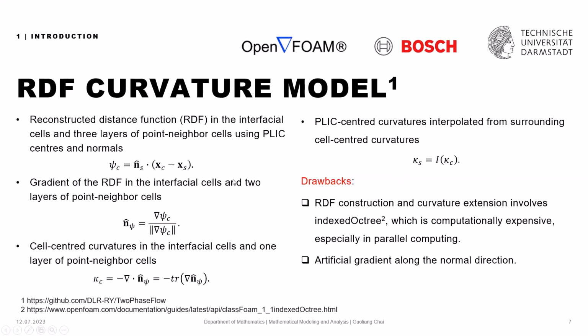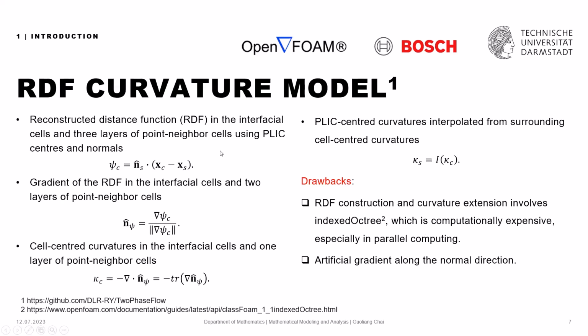That's how they do this, but there are several drawbacks. First, they construct the RDF across cells, across three layers. They are using a class called indexedOctree in OpenFOAM, and this is computationally expensive, especially in parallel computing. Another drawback is that they still have an artificial gradient along the normal direction because they only use the nearest point to compute the RDF.